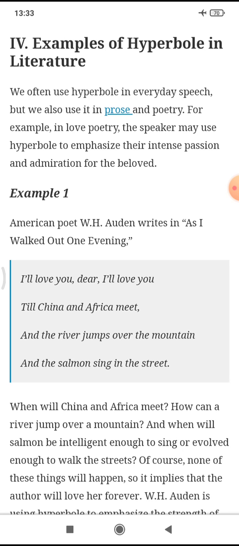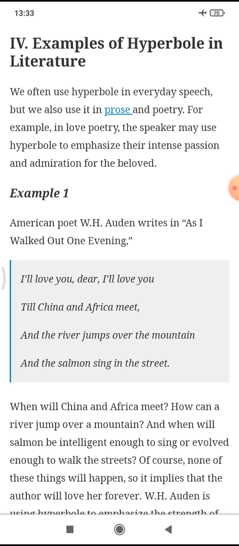These tasks are next to impossible, but these are the use of hyperboles. When will China and Africa meet? How can a river jump over a mountain? And when will salmon be intelligent enough to sing or evolved enough to walk the streets? Of course, none of these things will happen because these are not possible.